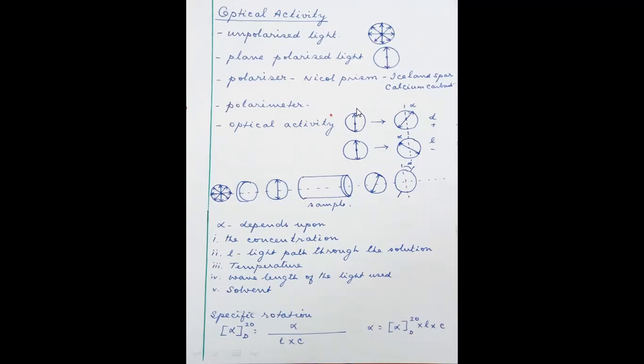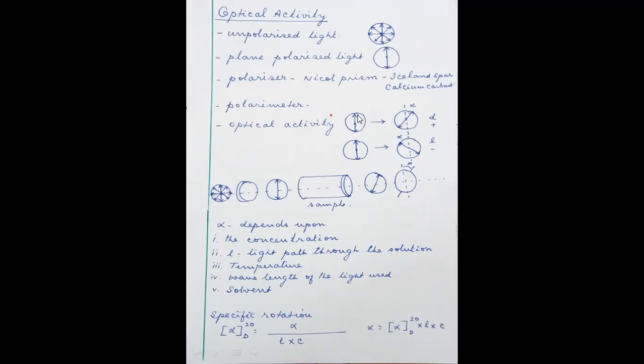And another device called a polarimeter. When you are viewing this plane polarized light through the polarimeter, you can wind the polarimeter slit direction, and you can note down the point at which you are getting the maximum intensity, that is the plane in which the vibration is coming. So what is this optical activity?